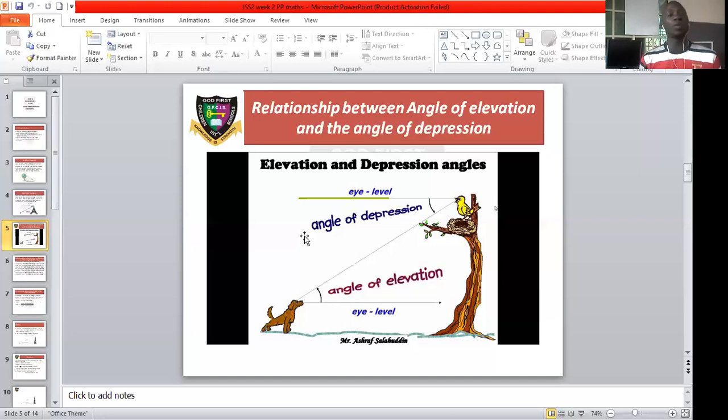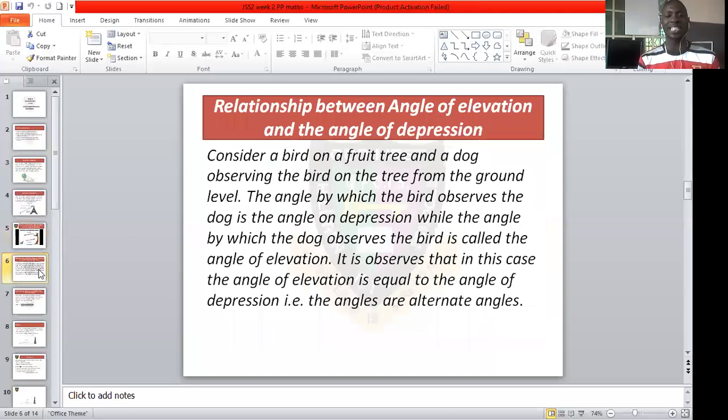As I said, provided you have a fruit tree in your house and you want to kill a bird on it, if the bird is looking at you and you're looking at the bird, the angle by which you are looking at the bird above the normal eye level, the angle of elevation, and the angle by which the bird is also observing you, is equal. So that's why we say that in this case, the angle of elevation is equal to the angle of depression.